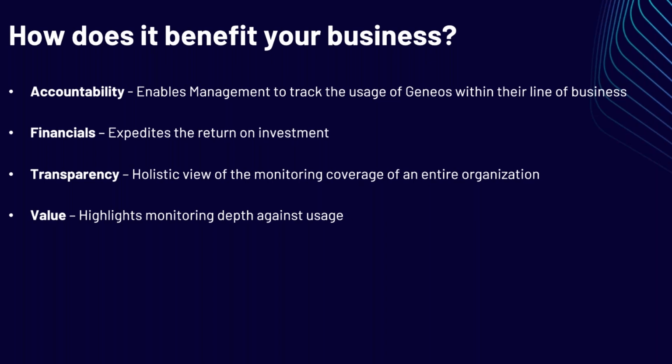But to get to that point, we need to pull the metrics. We need to get levels 1, 2, and 3 enabled. Transparency: a holistic view of monitoring coverage of an entire organization, as you saw now. And value: it highlights monitoring depth against usage. I hope I didn't ramble through that too quickly, because we've got quite a lot we want to cover off.